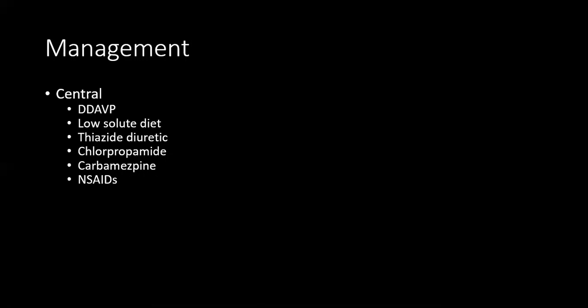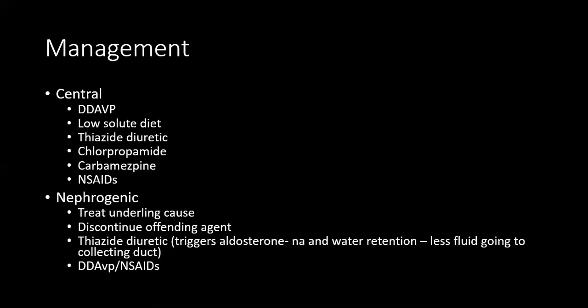And we can treat with NSAIDs and carbamazepine, but so far where I've been working, I've only ever seen it being treated with DDAVP. If it's nephrogenic, we want to treat the underlying cause. If there is any renal damage, discontinue the medication that might be causing it. We can use a thiazide diuretic. If there is some renal function from the receptors, we could give them DDAVP or NSAIDs as well.